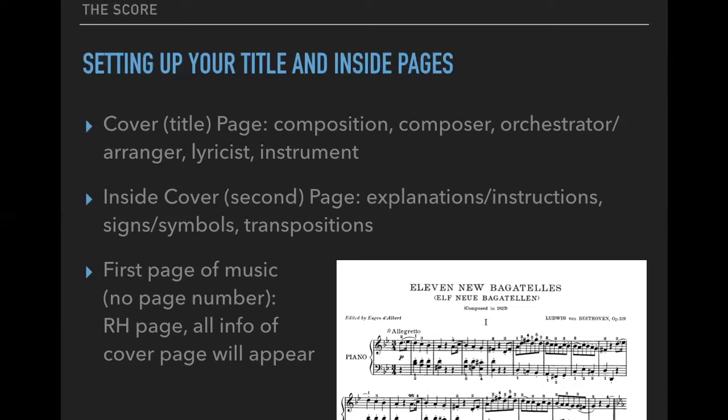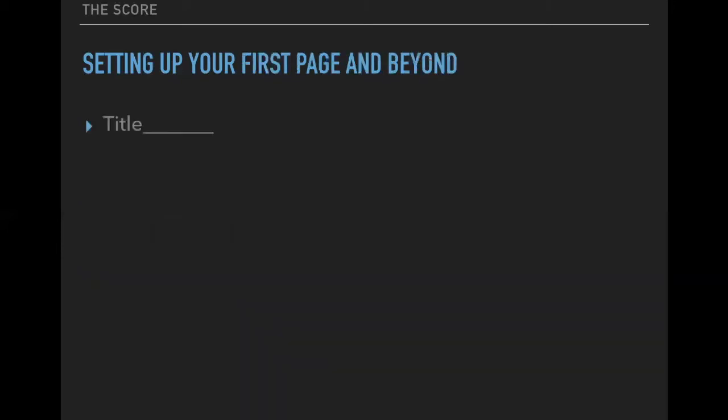Here we have one of my favorite pieces as a youth, Beethoven's. This is from his Book of Bagatelles. Okay, and there you have all the basics. You have your title, composer, and we're just about to get into that.